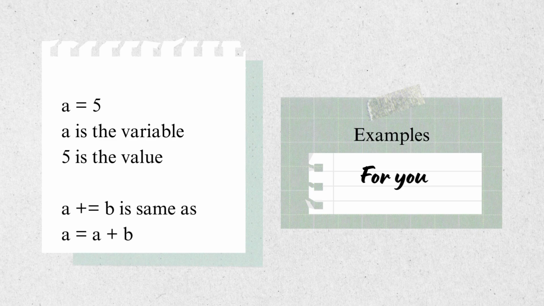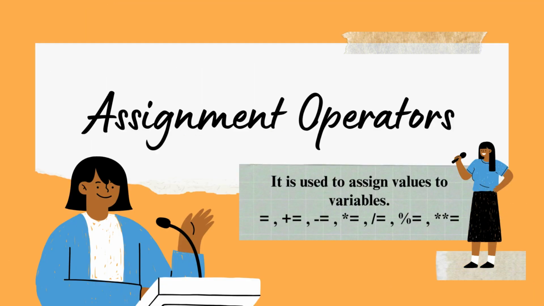Then we are having plus equal to, which is used to perform the arithmetic operation first and then assign the value to the variable. Let's see, a plus equal to b, which is similar to a is equal to a plus b. First, the arithmetic operation between a and b is done and the value is stored inside the variable a. Similarly, we have minus equal to, star equal to, division equal to, modulus equal to, etc.